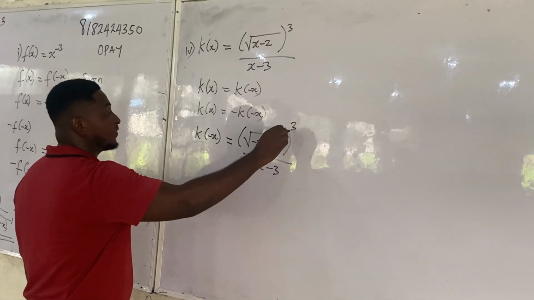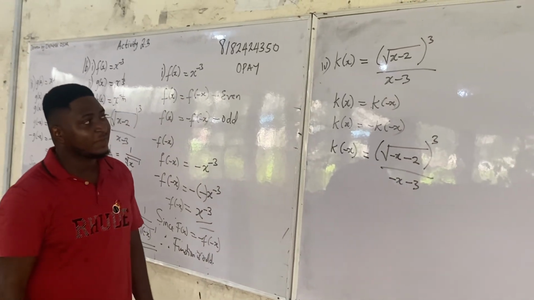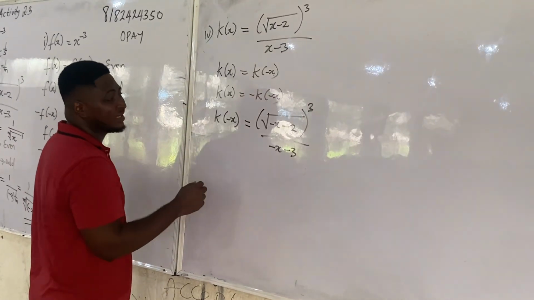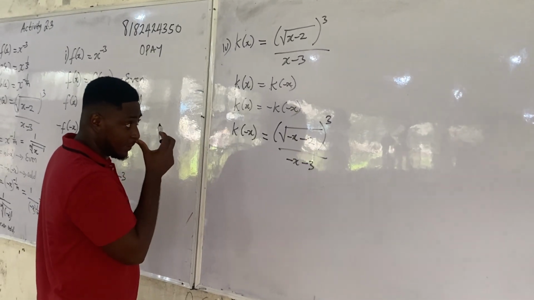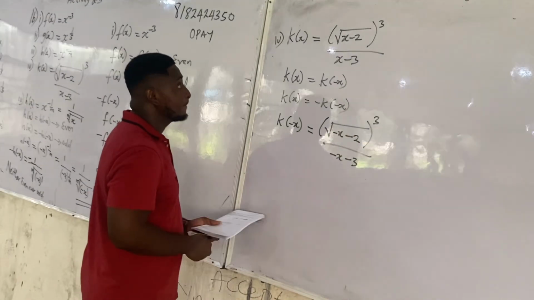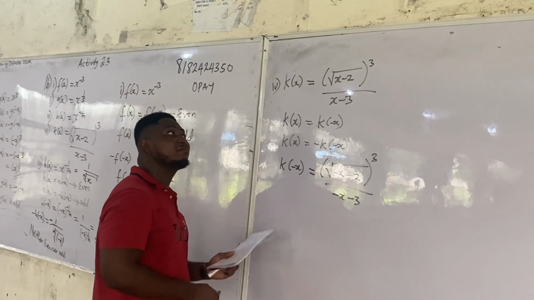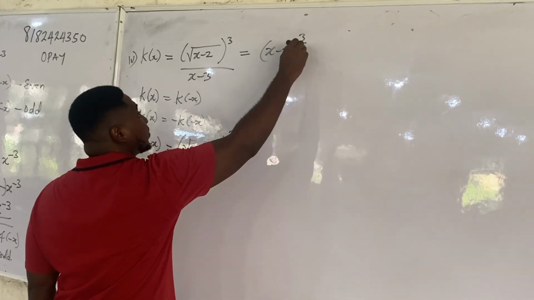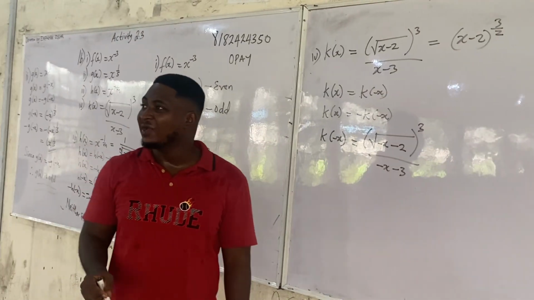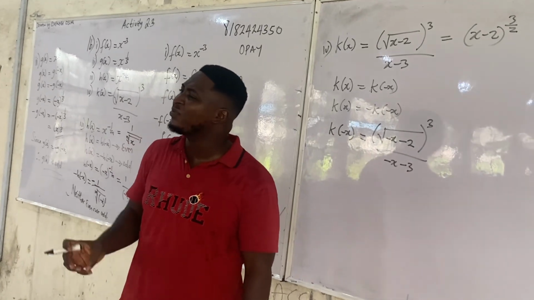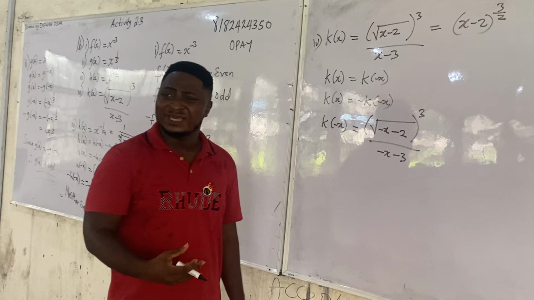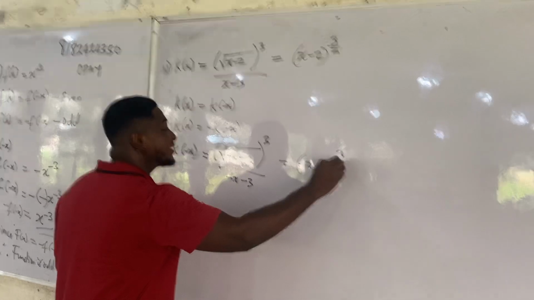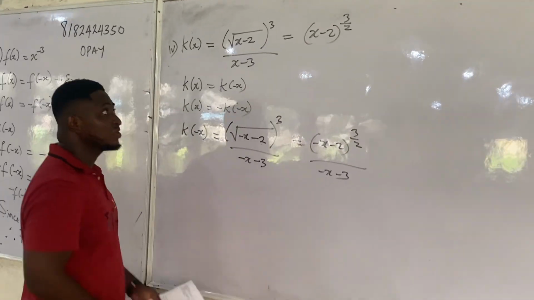Now everything here is raised to power 3, right? There is no way that they are the same, clearly. You see that this k of x is this, and this k of minus x, they are not the same. Class, are you aware that in mathematical terms, I can change this k of x to x minus 2 raised to power 3 over 2. The square root of a variable raised to power 3 is that variable raised to power 3 over 2. It's a rule in indices. So even if I change this to minus x minus 2 raised to power 3 over 2, it's still not the same, all over minus x minus 3.